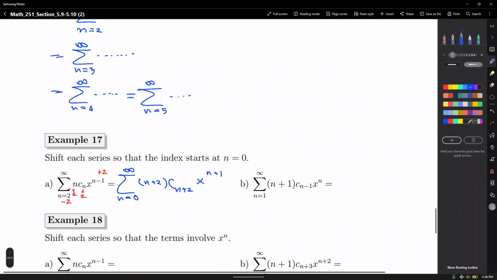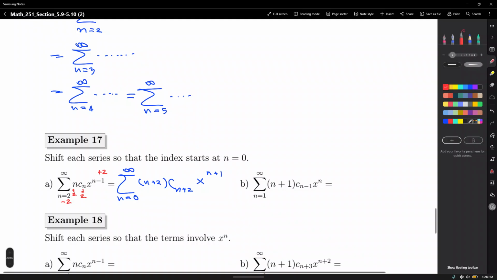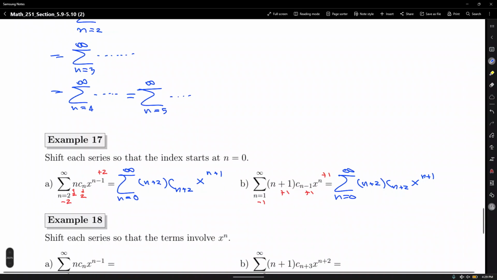On the next one, letter B, we have a series that starts at n equals 1. What do we do to make it start at 0? Subtract 1, okay? So if I subtract 1, what do we do with the n's inside of the series? Add 1, add 1, and add 1, all right? So that will be equal to sigma n equals 0 to infinity (n plus 2) c sub n plus 2 x to the n plus 1. All right?